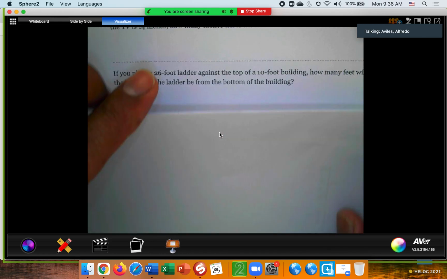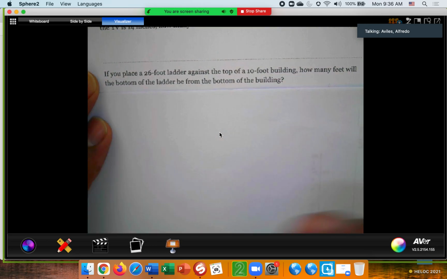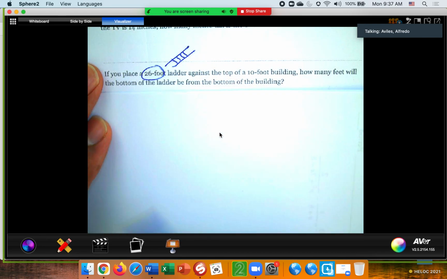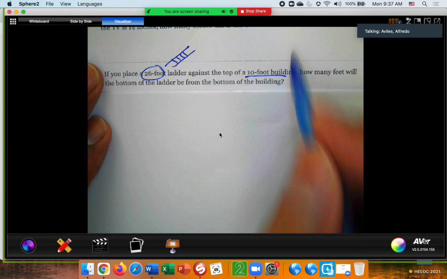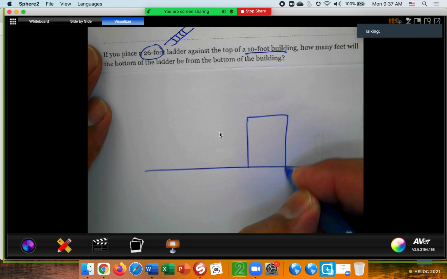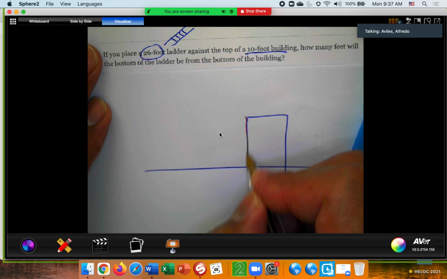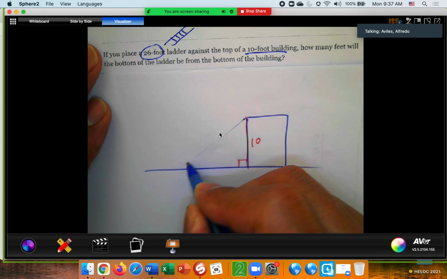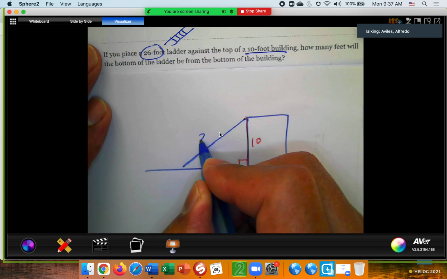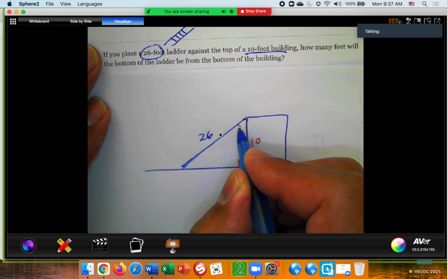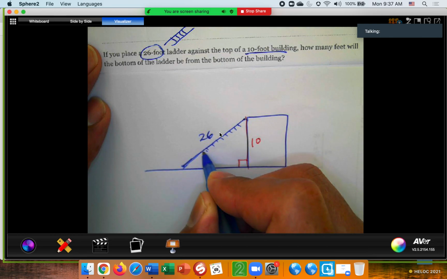Okay, so this question says that your ladder, here's my ladder, is 26 feet and the building is 10 feet. Okay, that's doable. So put your ground, put your building. This distance is 10, I'll put a 10 right there. I know this is my right angle, and the ladder is 26. So I know the ladder has to be leaning like this. This is your ladder right here. If you want to draw a ladder, go ahead.